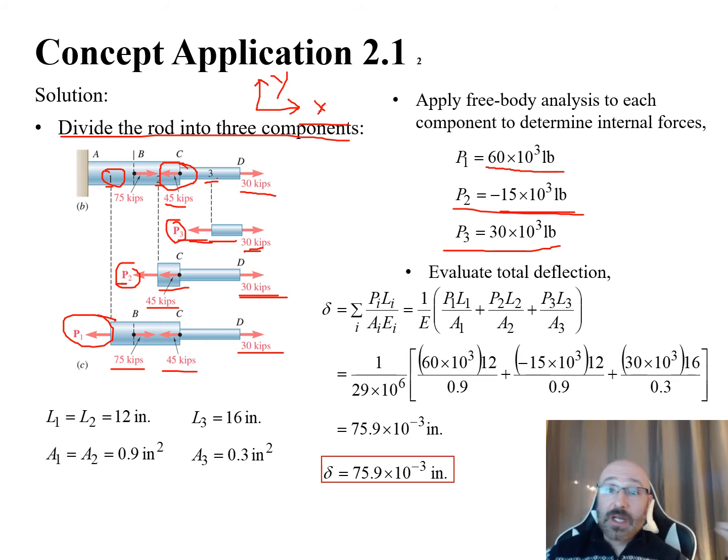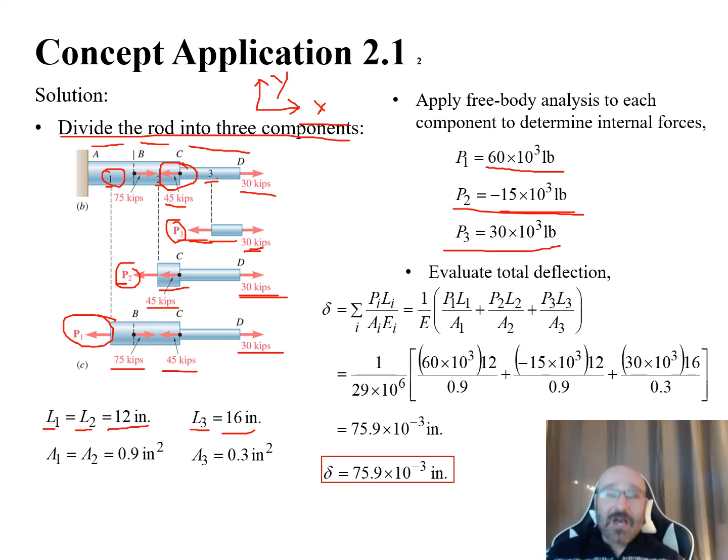Now, the other thing that we're going to need that we've seen before is our length. So we say our L1, L2, and our L3 right there, where our L1 and L2 were equal given to us in our initial diagram. Those were equal to 12 inches each. Our L3 was given to us as 16 inches for that length right there.